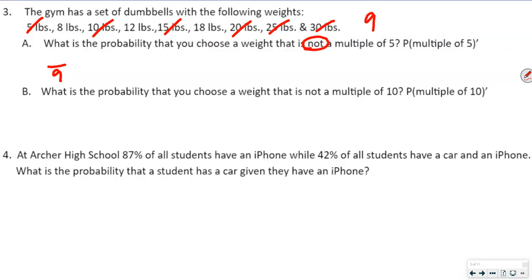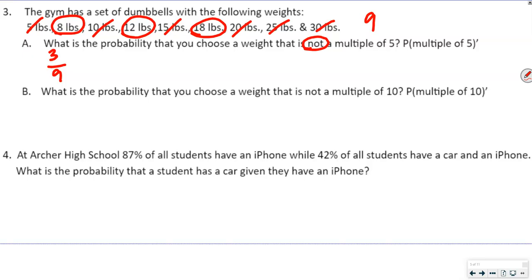So how many is left? 1, 2, 3, right? So that's going to be 3/9. Put that in your calculator. It reduces to 1/3. It also says that it's 0.333, and when we multiply that by 100, we get 33%. Now, once again, remember that if we want to get our percent, we multiply this by 100, okay?